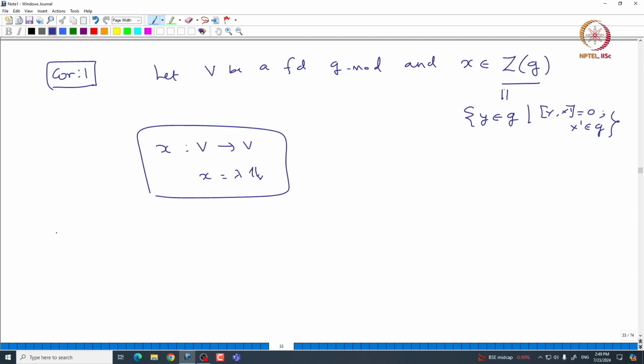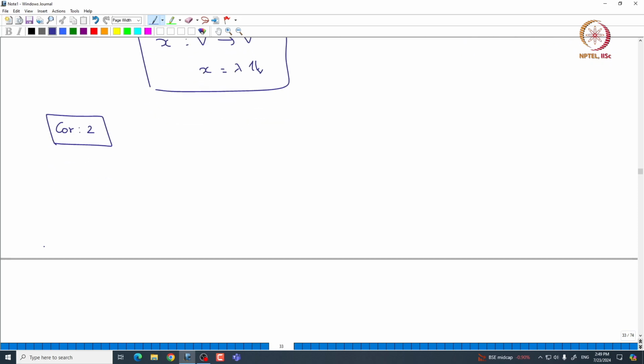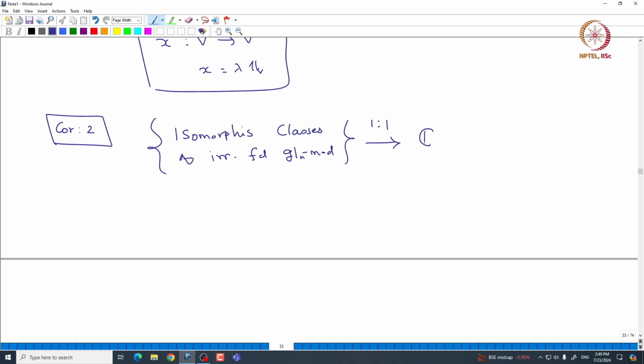So, here is corollary 2, which is the more important corollary. Okay. So, we can actually determine the isomorphism classes of irreducible modules over GL_N using the information about the isomorphism classes of irreducible modules over SL_N. So, basically we have the following bijective correspondence. If we take isomorphism classes of irreducible finite dimensional GL_N modules, then there is a natural one-to-one correspondence between this and C cross isomorphism classes of irreducible finite dimensional SL_N modules.